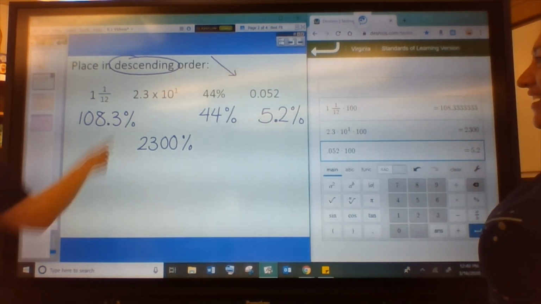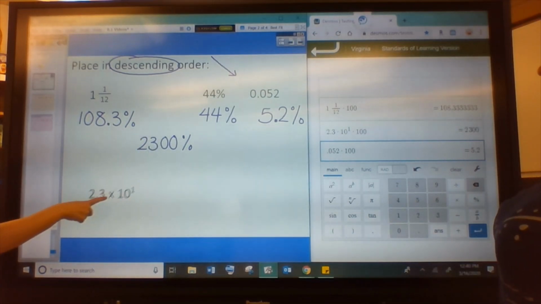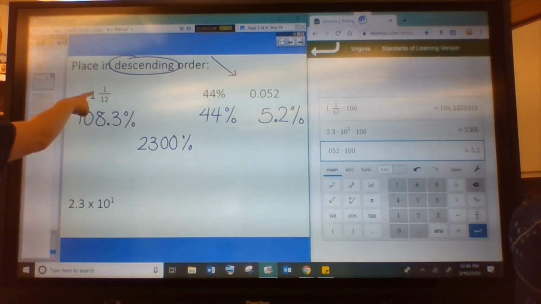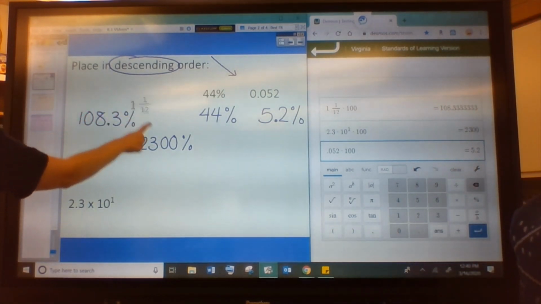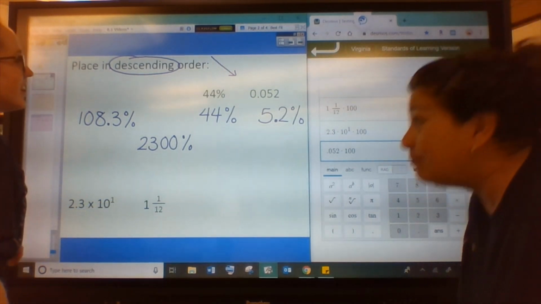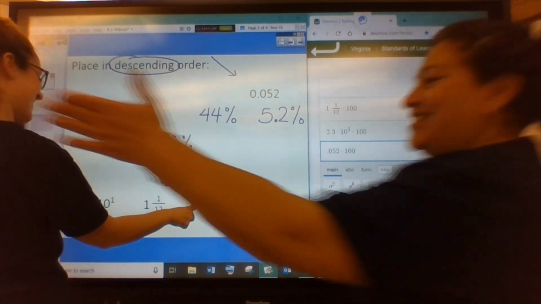Go ahead, Miss Vincent. This one. Yes! 2,300%. Excellent. So that's the biggest. Now, which one do you think is the next biggest? This one. I think you are correct. So move that down. Very good. Which one do you think is the next biggest? This one. Excellent work. You are doing such a good job.